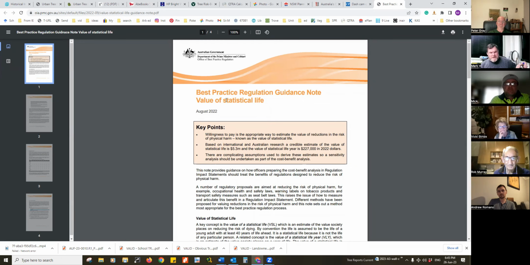But there's the best practice regulation for August 2022. So for this year, the value of statistical life is 5.3 million, and the value of a life year is $227,000. So obviously a kid is worth more than an average person, but if we're talking about a random area, an average person is there. So in a school, you might want to increase that or push that up. You could argue that case.